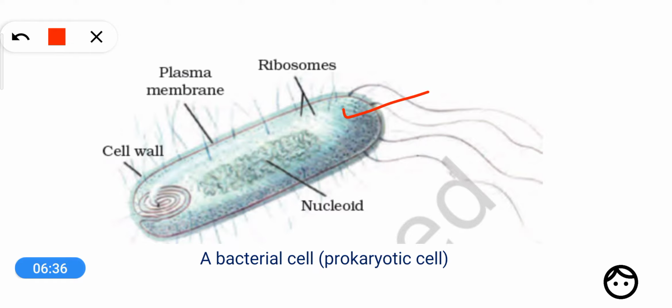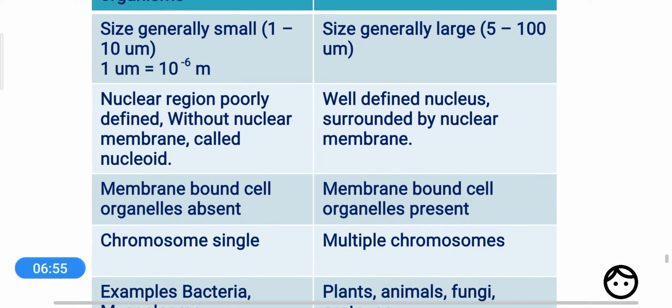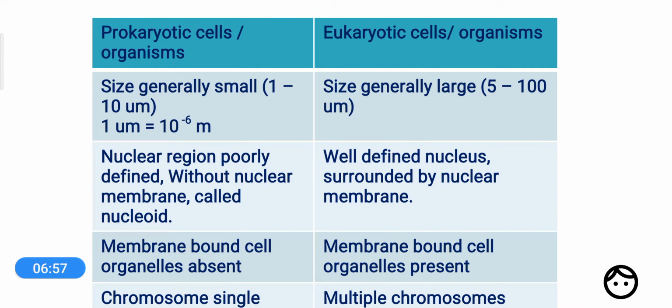So another difference between the prokaryotic and eukaryotic cell is that a prokaryotic cell does not contain any membrane bound cell organelles, but eukaryotic cells have membrane bound cell organelles, right? So now let us go to this table. In this table you will see the features or the differences between the prokaryotic cells and eukaryotic cells.